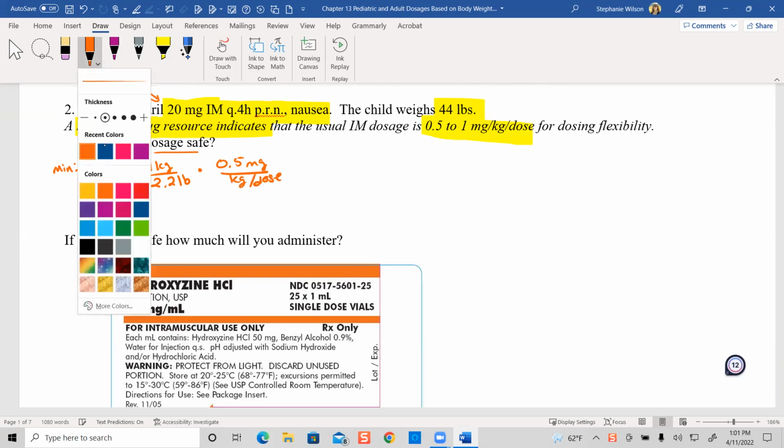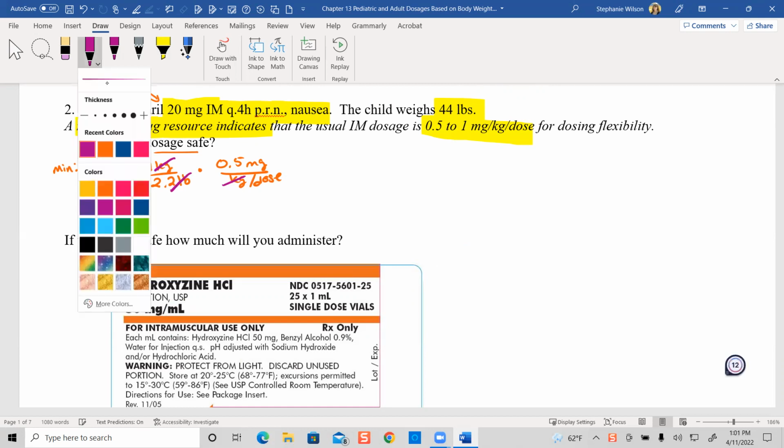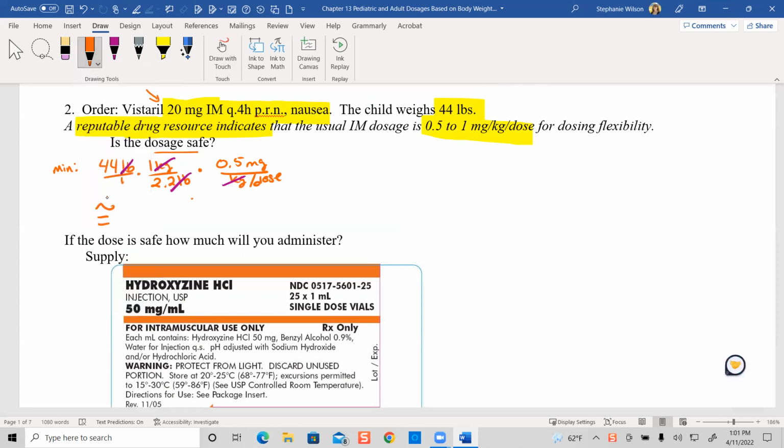And so what we need to do is go through here and mark out the kilogram, the pound. We're left with milligrams per dose. That's what we wanted. So now let's take this and say, okay, we got 44 times 0.5, all divided by 2.2. And that would be 10 milligrams per dose. So that's a minimum.